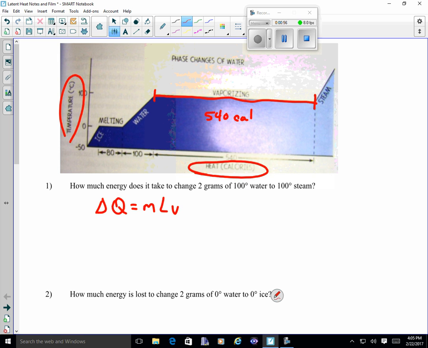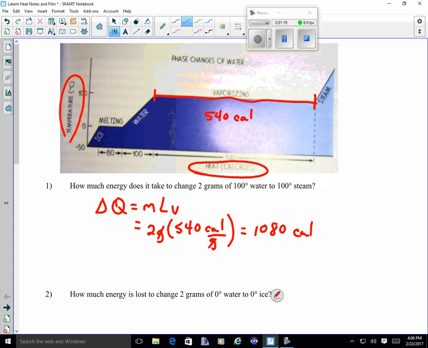So if that's the case, I'm going to put in 2 grams down here with mass. The latent heat of vaporization is 540. So you have to just know that, calories per gram. So it takes 540 calories to turn every gram of water into steam. And so that gives you 1,080 calories, because the grams cancel out. And that's how many calories it takes just to change 2 grams of water into 2 grams of steam.